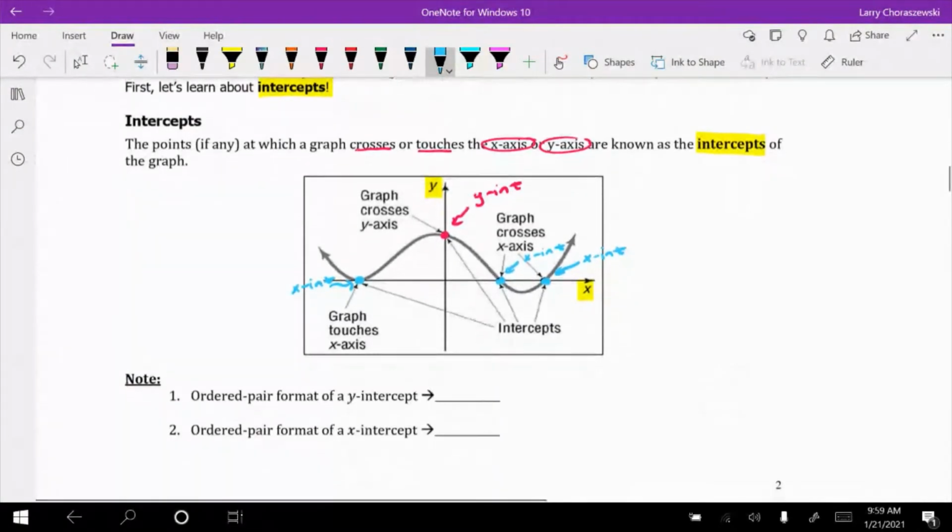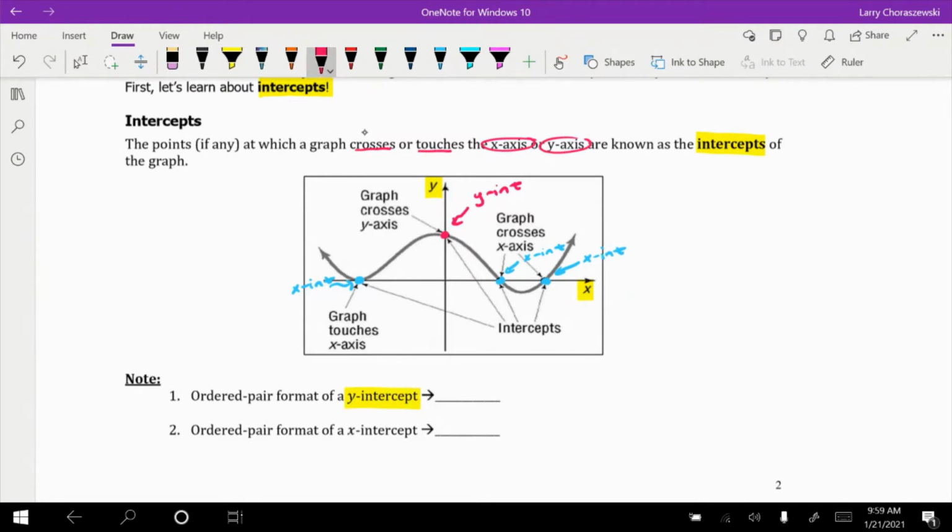All right, so we'll take care of the note right here, and then we will take a break, and we'll pick up with the rest of this. I do want to mention the format of either of these intercepts, the first being the format of a y-intercept.